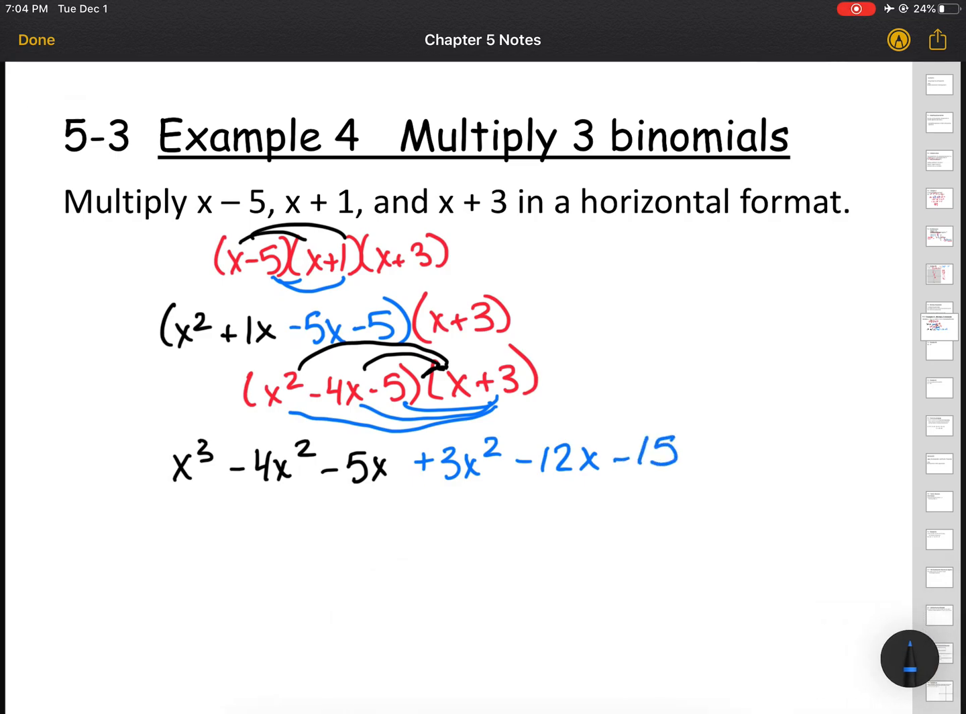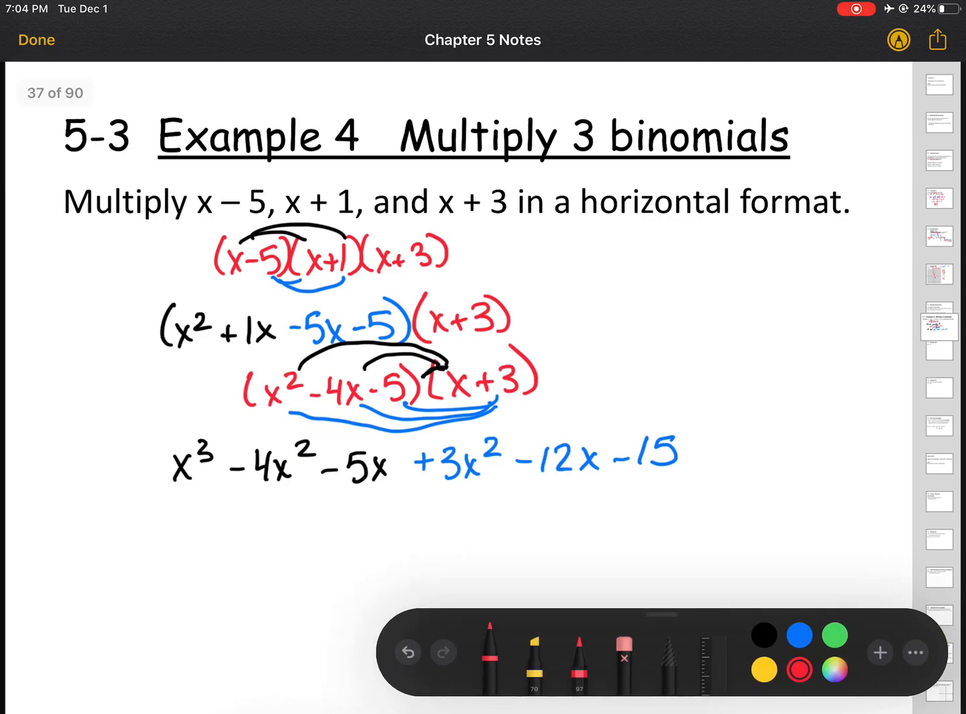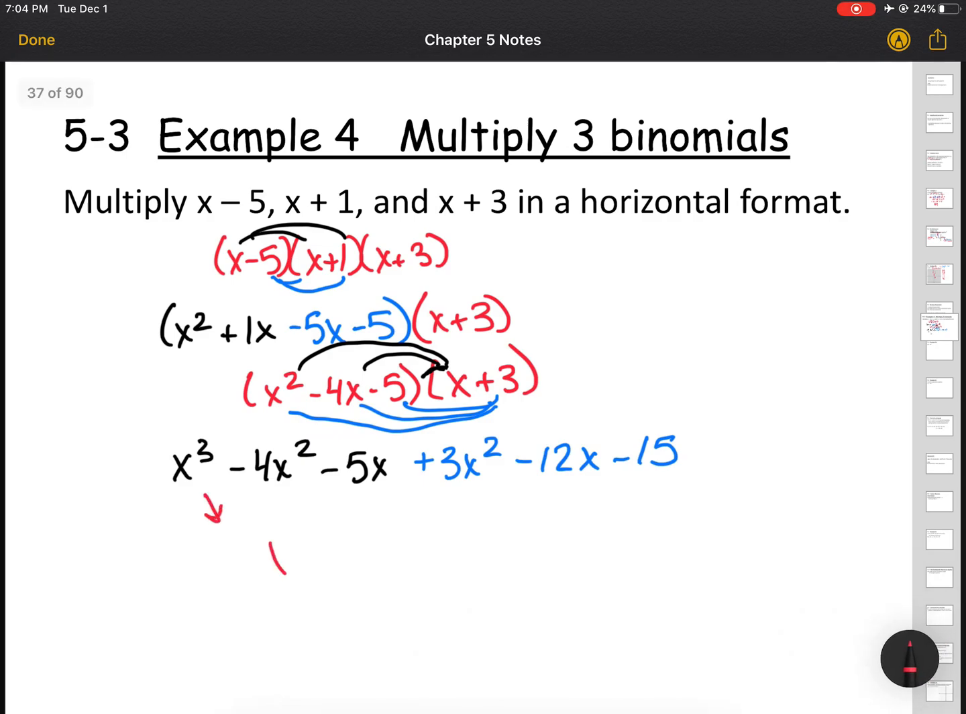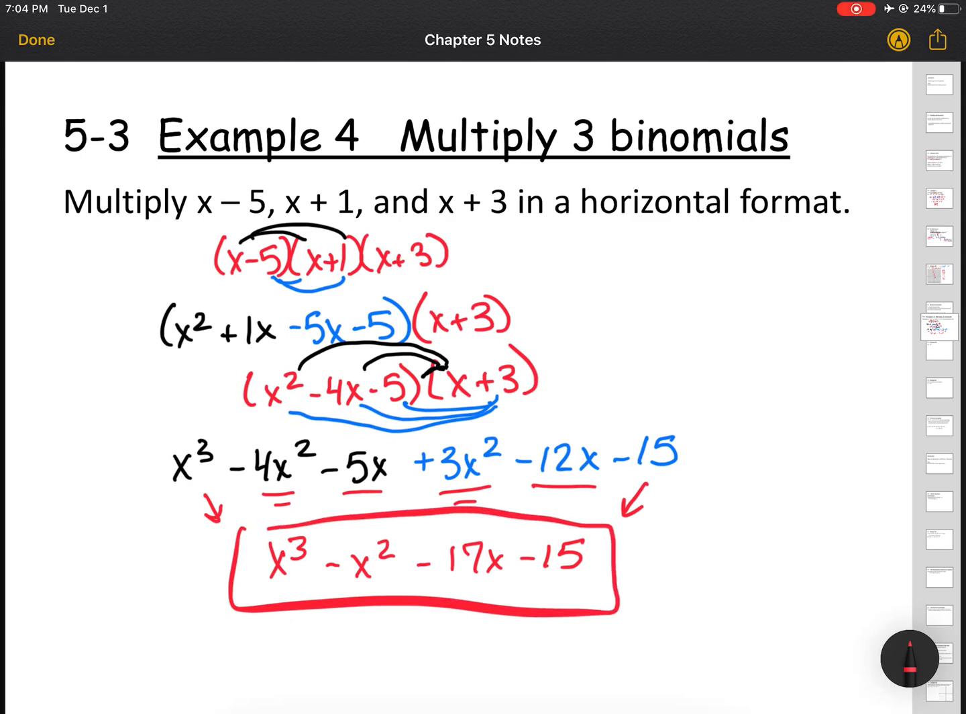And now I'm just going to simplify everything by combining like terms. So I don't have any other exponents of 3, I'm going to drop that down. But I do have like terms of the x squared. So negative 4 plus 3 is negative x squared. Then if I combine my x terms, negative 5 minus 12 more is negative 17x, and my only constant is negative 15. So here's my resulting polynomial after multiplying all 3 of those binomials.